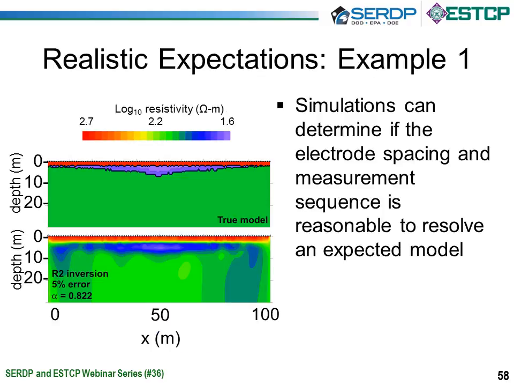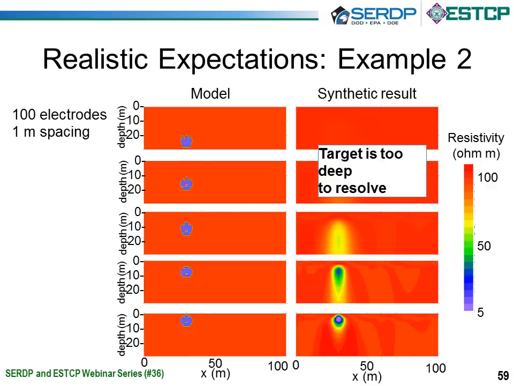So I strongly suggest doing some type of simulations or forward modeling at your site, and Lee also spoke about this quite extensively. So if you know what your conceptual site model is, so say you know you have a vadose zone, which is shown here as a highly resistive layer, and then a plume beneath that vadose zone, will your electrode spacing and your measurement sequence be able to resolve an expected model? So it's very dependent upon how many electrodes you have and the sequence that you use. So it will give you a good idea of what you can expect in your model.